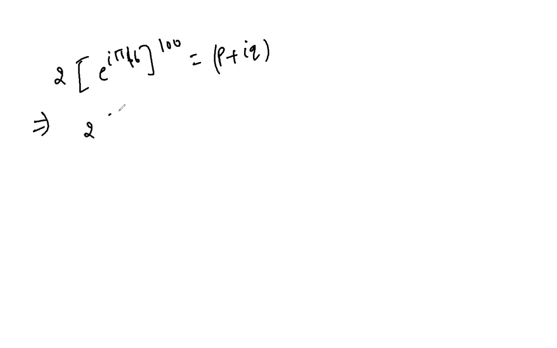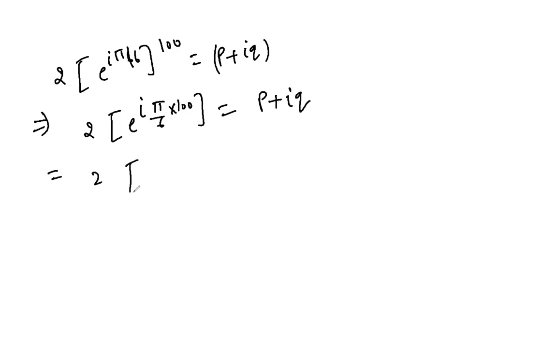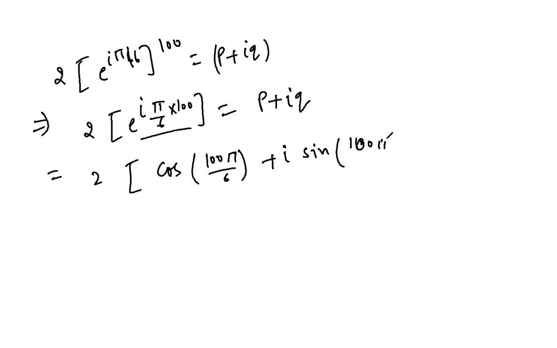Now here you have e raised to power iota pi divided by 6 into 100, which is simply equal to p plus iota q. Now again you can write this in terms of cos theta and sin theta. So it's simply cos of 100 pi divided by 6 plus iota sin of 100 pi divided by 6.